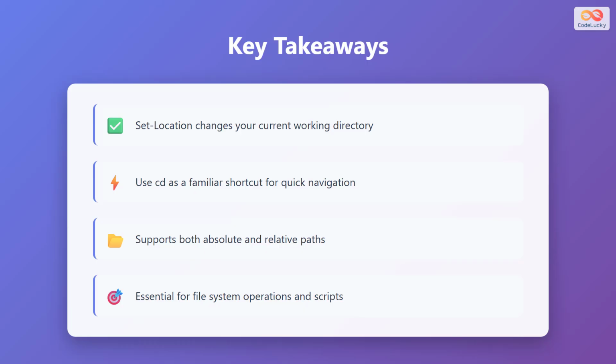Let's recap the key points about set-location. First, set-location is the command that changes your current working directory in PowerShell. Second, you can use cd as a familiar shortcut for quick navigation instead of typing the full cmdlet name. Third, set-location supports both absolute paths, which specify the complete location from the drive root, and relative paths, which are based on your current location. Finally, this command is essential for file system operations and scripts, as many PowerShell commands work relative to your current directory. Mastering set-location will make your PowerShell experience much more efficient.